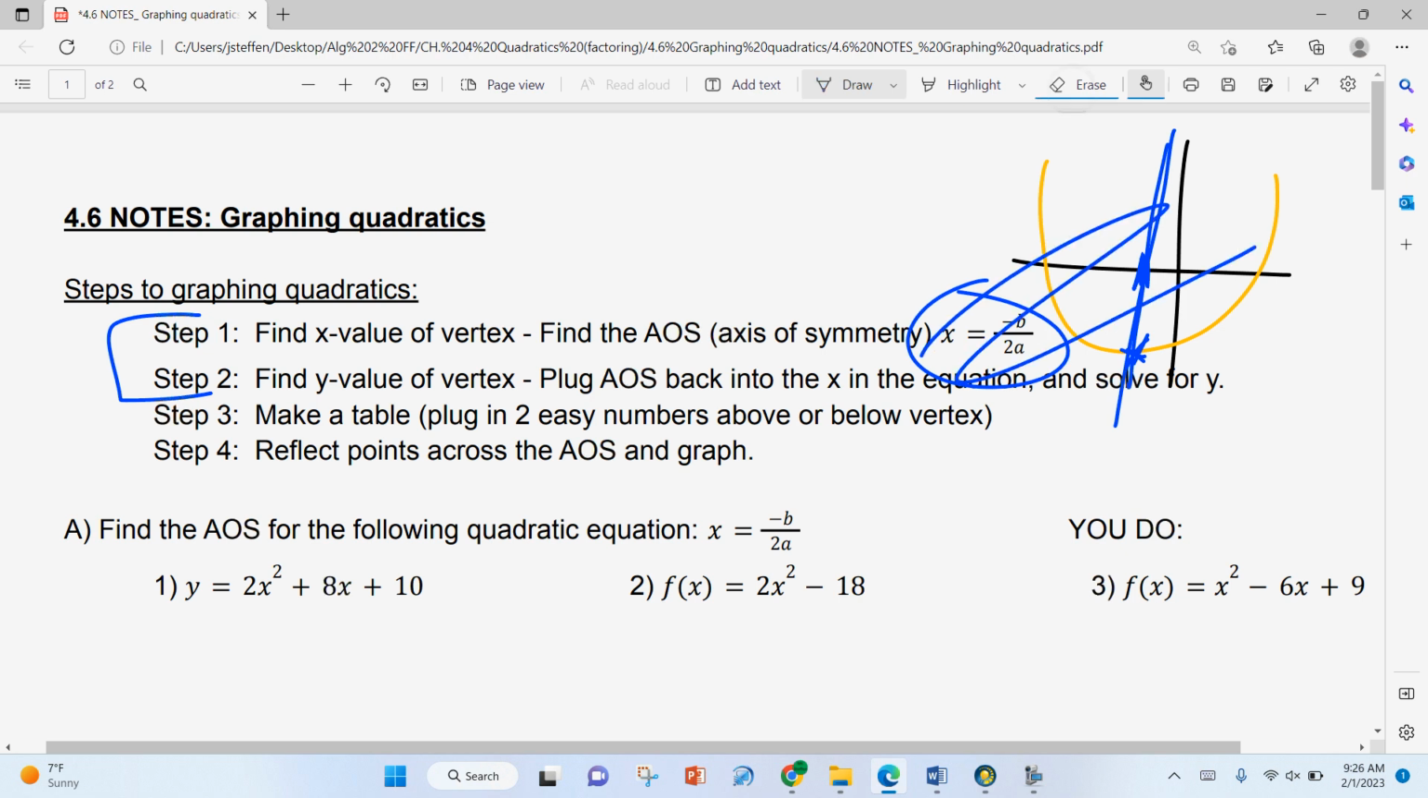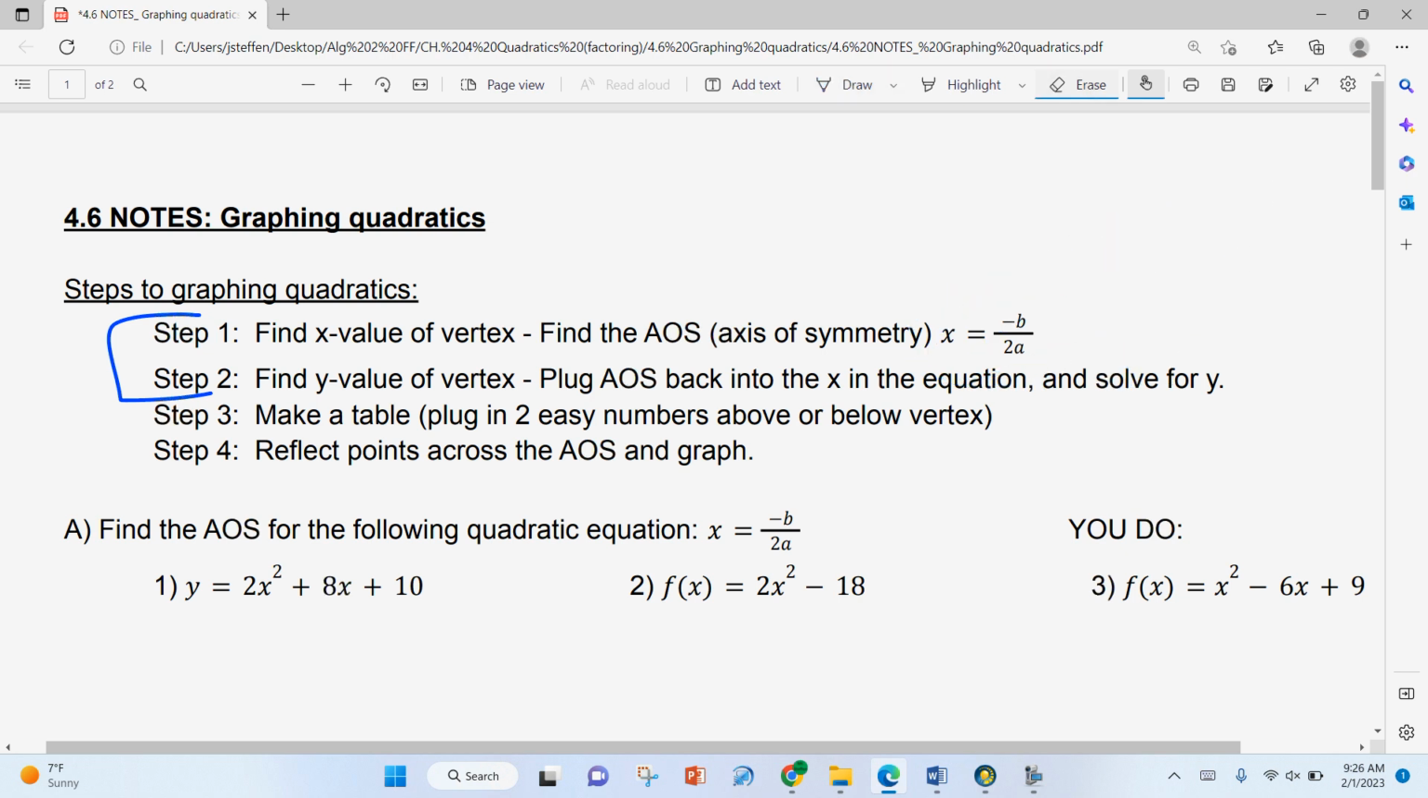To find the axis of symmetry, you plug into the equation negative b over 2 times a, or the opposite of b over 2 times a. There are a couple other ways to look at it, but that's the way we're going to do it. Take the square root part out of your quadratic formula. It's negative b over 2 times a, just in case that helps you remember. It'll be on your cheat sheet as well. So step 1 is finding the x value of your vertex by finding the axis of symmetry.